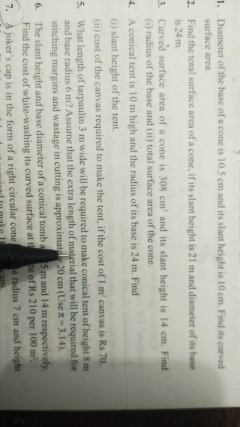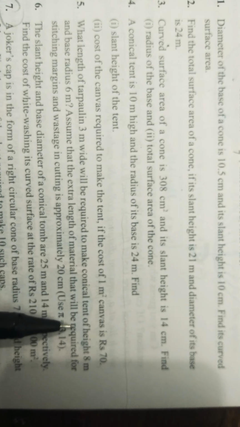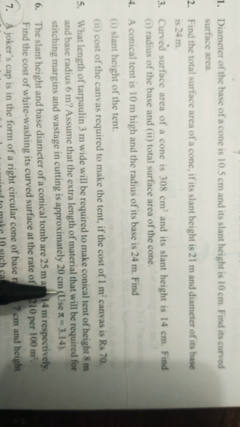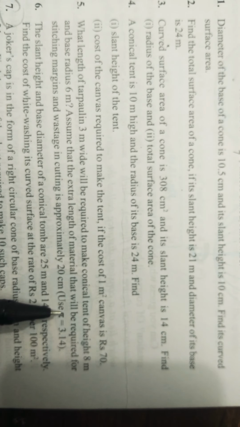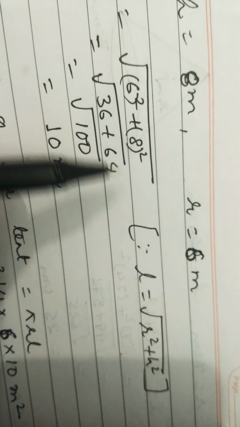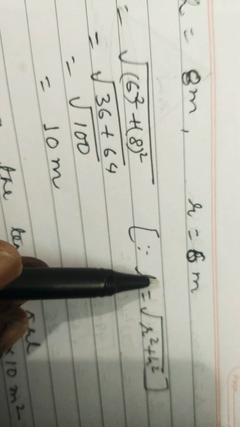Assume that the extra length of material that will be required for stitching margins and wastage in cutting is approximately 20 centimeter. And here we have to use pi equals 3.14. So according to the question, h is equal to 8 meter, r is equal to 6 meter.